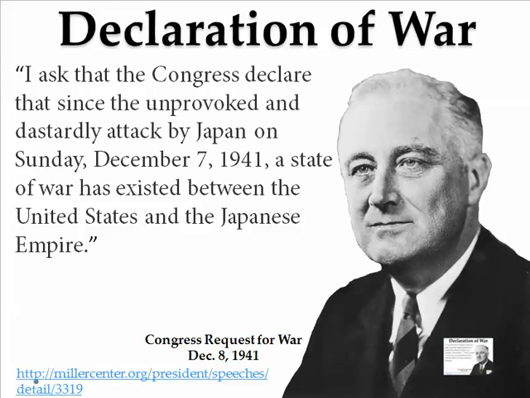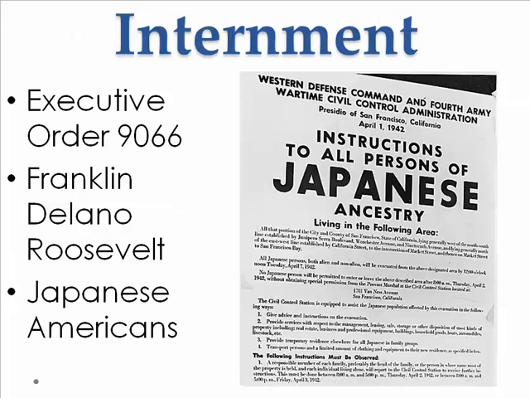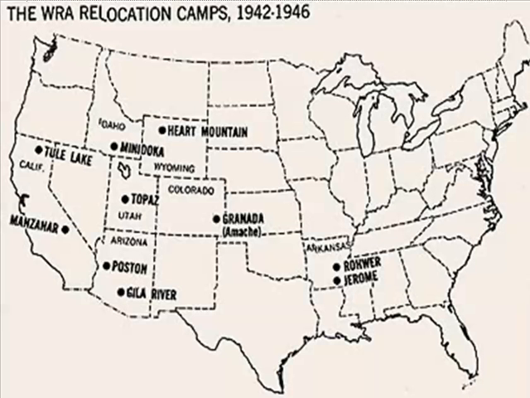And it's after this declaration of war that FDR issues Executive Order 9066 in retaliation. And Executive Order 9066 takes all Japanese within the United States and puts them in internment camps. Okay, Japanese Americans, these are Americans in the United States who are of Japanese descent. And here are some of the locations of those internment camps. Most of them in the West, out near California. There were some in Arkansas.